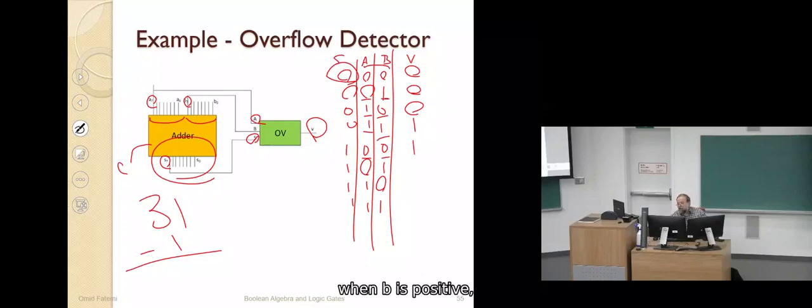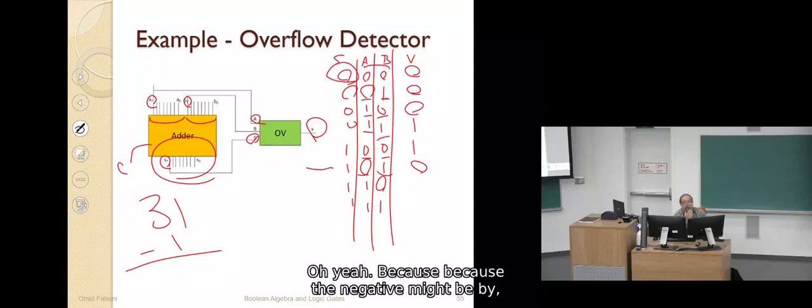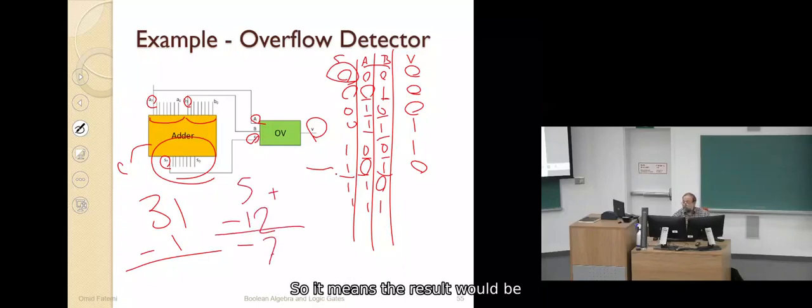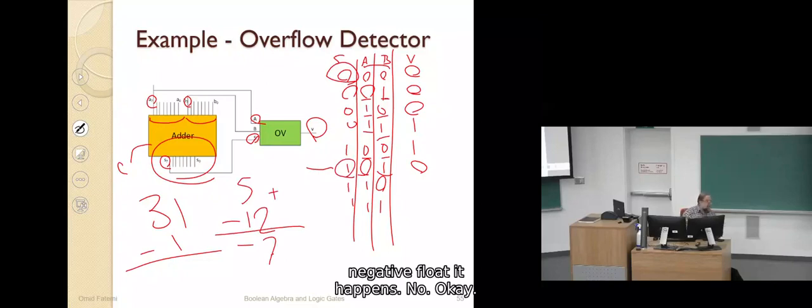When B is negative, A is positive, and S is 1, I don't think it happens at all. So this will never happen. But for sure, it will be 0. I think so. Is it possible that it happened? One of them is 0, the other one. Oh yeah, because the negative might be bigger. For example, you are adding 5 plus -12. So the result would be -7. So it means the result would be negative. So it happens. No, okay, this is negative but not overflow.